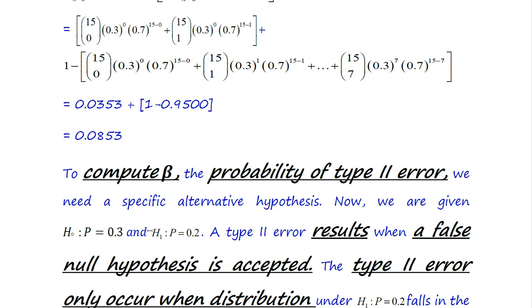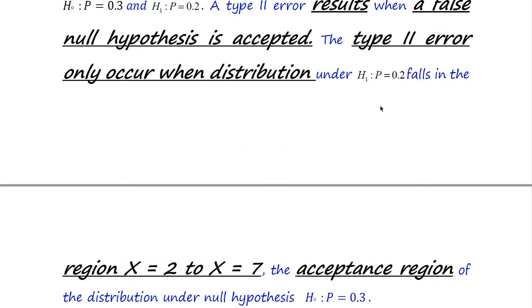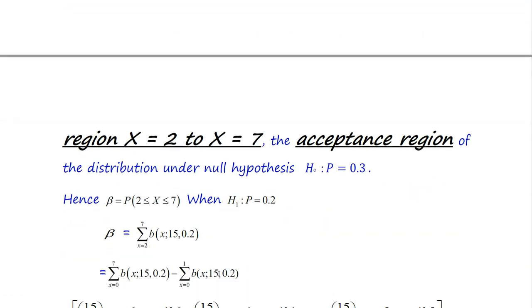We calculate type second error beta with this alternative hypothesis. Type second error results when we accept a false hypothesis. Type second error only occurs when the distribution is H1; here in our question, this is the false alternative hypothesis that we assume. If this alternative hypothesis falls in this range, then this is the probability of committing type second error.